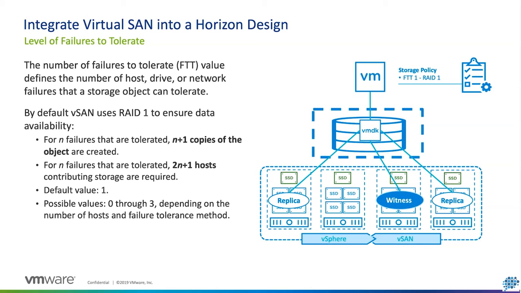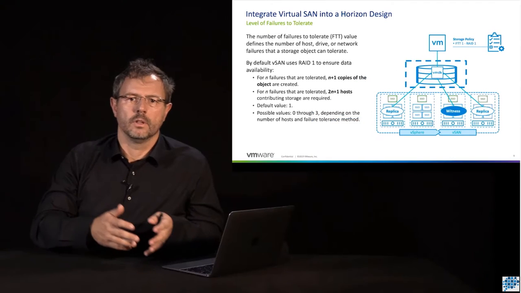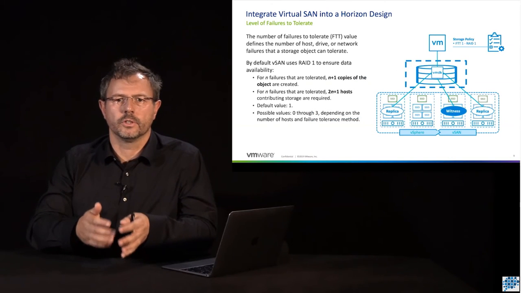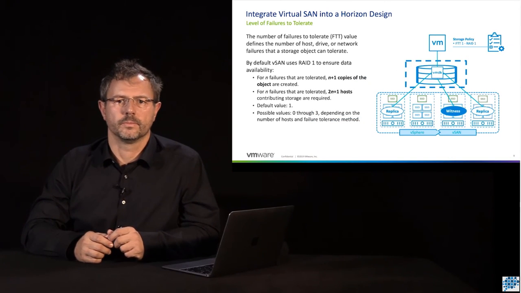So we have copy 1, copy 2, copy 3, and our witness, right? If you look at the formula for the hosts, it's 2 times n plus 1. So n is 2, so 2 times 2 is 4, plus 1 equals 5. For FTT 2, to satisfy this requirement, we need at least 5 hosts. And with this formula, you can then easily calculate how many hosts you need regarding the level of security and availability of your data you want to achieve.